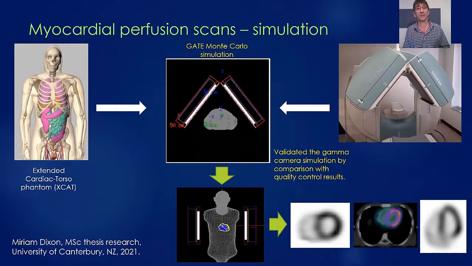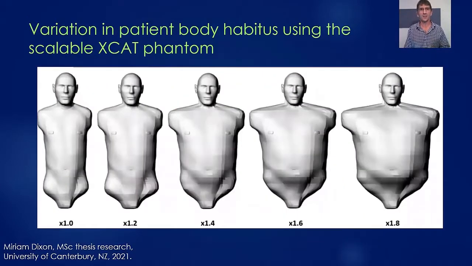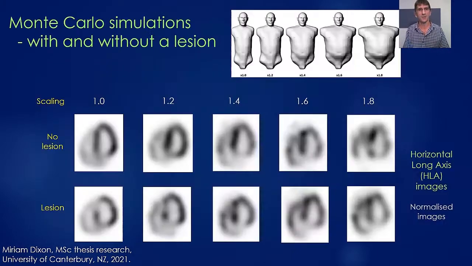So that phantom is an example of one of the computational phantoms, these mesh type reference phantoms that can be scaled for body weight and height, etc., at different percentiles, or generally body habitus. And that's what Miriam did in this investigation. They look like weird patients. They were just a first approximation based on some of the limitations we had with that particular phantom, but got a range of body sizes from it, and did the simulations for those, looking at the simulations for no lesion in the heart, and then introducing a lesion into the myocardium and just looking at the detectability of that lesion.